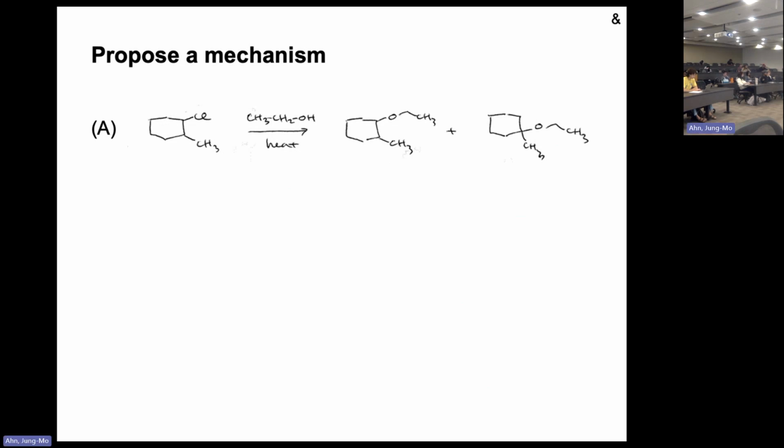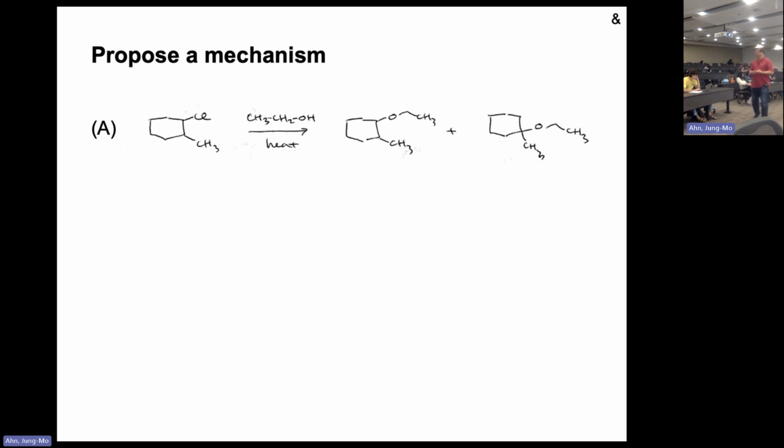We have an alkyl halide. Having an alkyl halide does not mean that it's going to go through an SN1 reaction, right? An SN2 reaction also uses an alkyl halide. So these are some of the things that we need to talk about later. But what we need to see here is that this alkyl halide is reacting with ethanol.